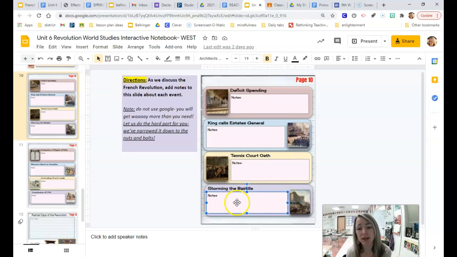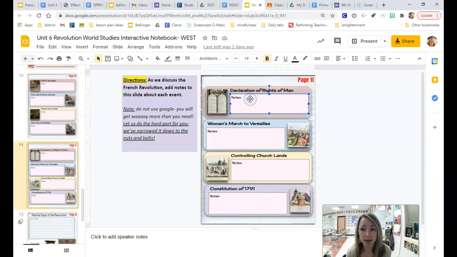Today, you are going to be completing the storming of the Bastille. Additionally, information about the Declaration of Rights of Man and the Citizen, the Women's March to Versailles, controlling church lands, and the Constitution of 1791. It is not enough to just put like a definition of these, right? Make sure that you explain them.